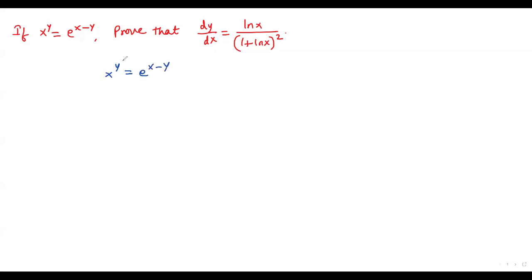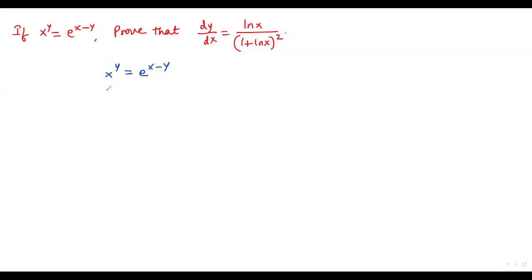Now let me consider the left side. Here we have variable y at the exponent. When we have a variable at the exponent and I want to find the derivative, the base must be the mathematical constant e, like the one we have on the right side. But here the base is not the constant e, it is a variable x. It is a bit difficult to get the derivative for this one.